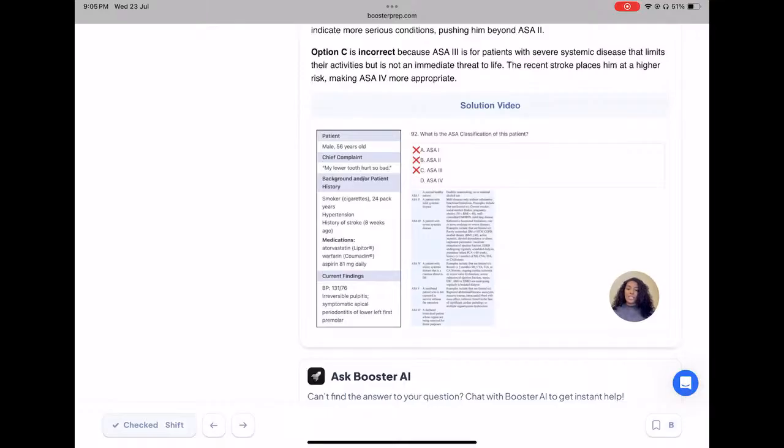So this classification is for patients with severe systemic diseases that are a constant threat to life, and that includes ongoing cardiac ischemia or severe valve dysfunction, sepsis, DIC, end-stage renal disease, but not undergoing regularly scheduled dialysis, and a stroke less than 3 months ago. So our patient had a stroke 8 weeks ago, which is about 2 months, which falls under the less than 3 months ago, making this the correct classification and the correct answer for this question.